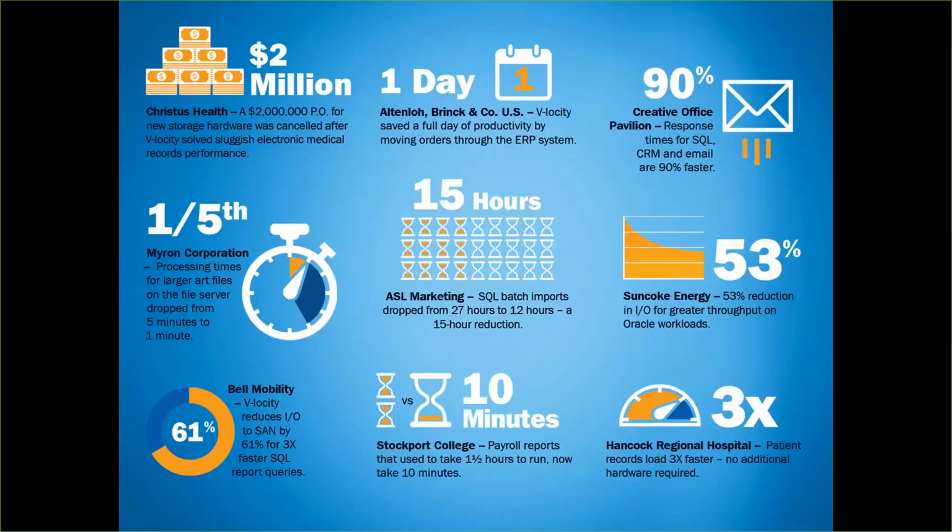Now, these are just some of the case studies that you can access on our website at condusiv.com. And I won't bore you by going through all of these because I'm just an engineer. I'm not a sales or marketing chap. But as an example, you've got Bell Mobility on the bottom left. They're a telecoms company in Canada, and they saw the Velocity software reduce the storage I/O traffic to their SAN storage by 61%, which is huge, 61% reduction.